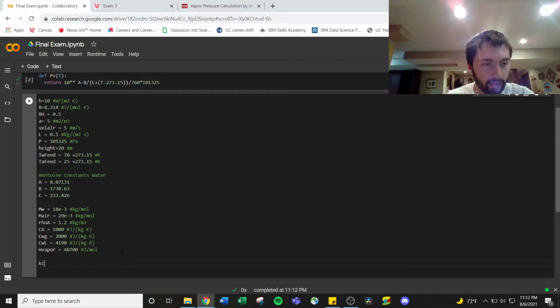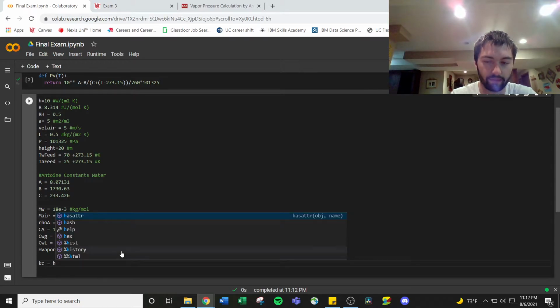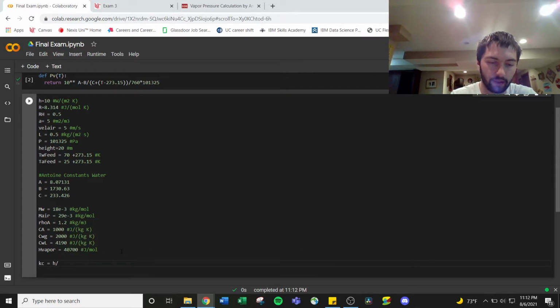Alright, and now with all of the information we have, we can do a few quick calculations. So one, we want the mass transfer coefficient, and as we looked at, I think it was part A1, we can use the Lewis relation. So the mass transfer coefficient will be equal to the heat transfer coefficient divided by rho, density rho air, density times heat capacity, so CA.